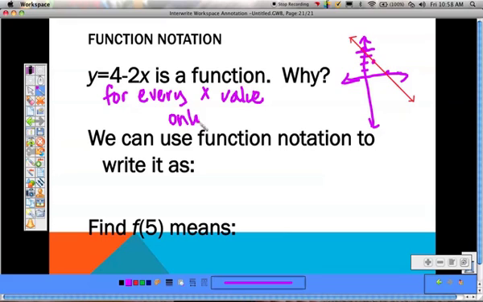There's only one y value, or it passes the vertical line test, VLT you can call it, vertical line test.